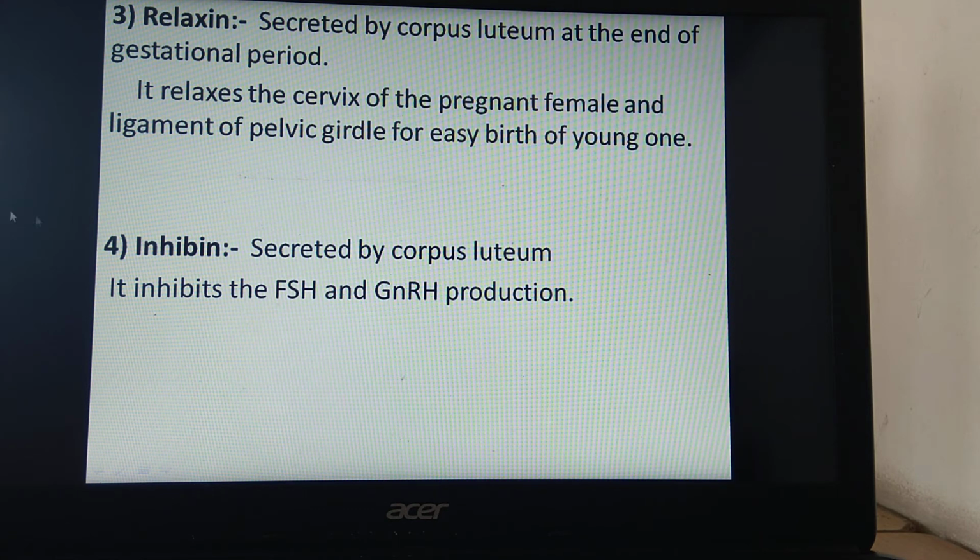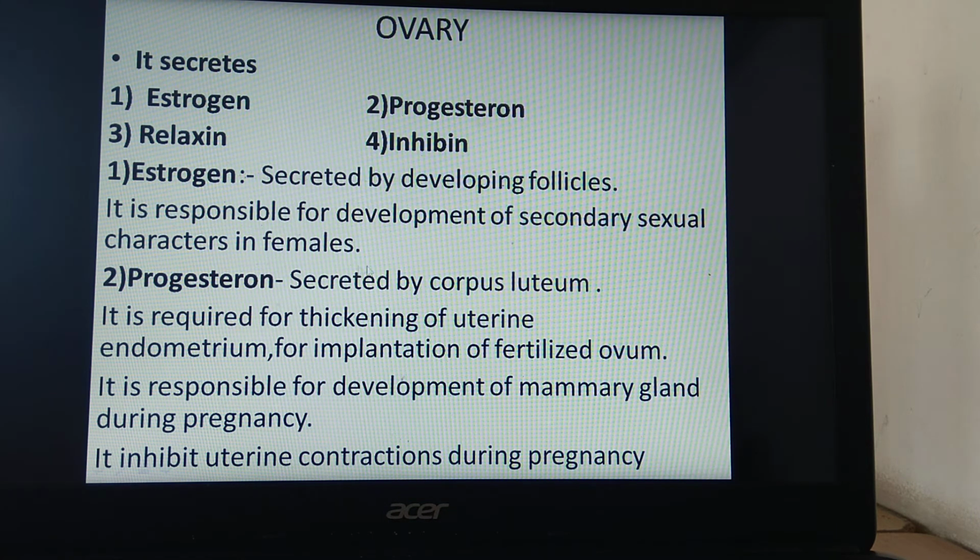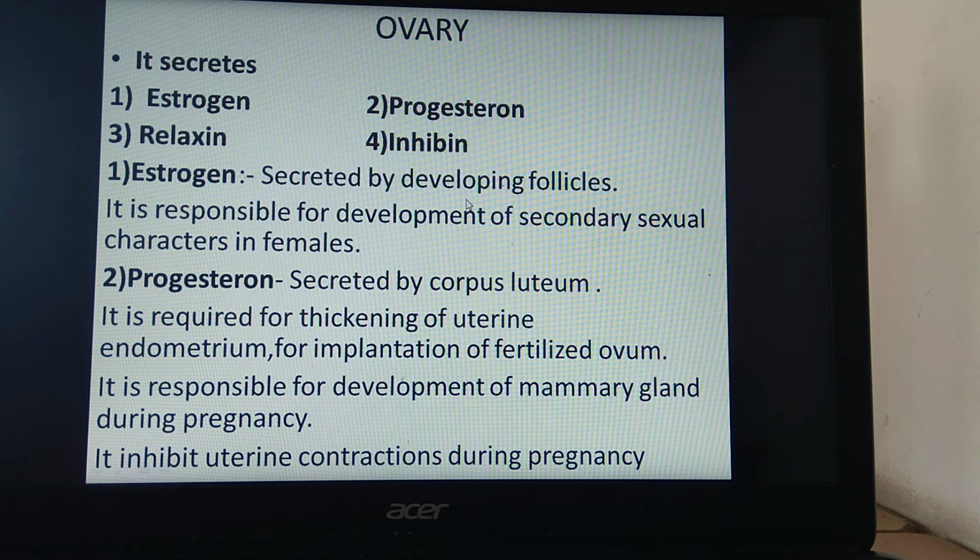So these are the 4 hormones, and we have seen that inhibin is secreted by the corpus luteum, relaxin is secreted by the corpus luteum, and progesterone is also secreted by the corpus luteum. Only estrogen is secreted by developing follicles, that is, follicular cells of the developing follicle. Okay, so this is about the hormones secreted by the ovary. Again, the role of these hormones can be asked for 2 marks.